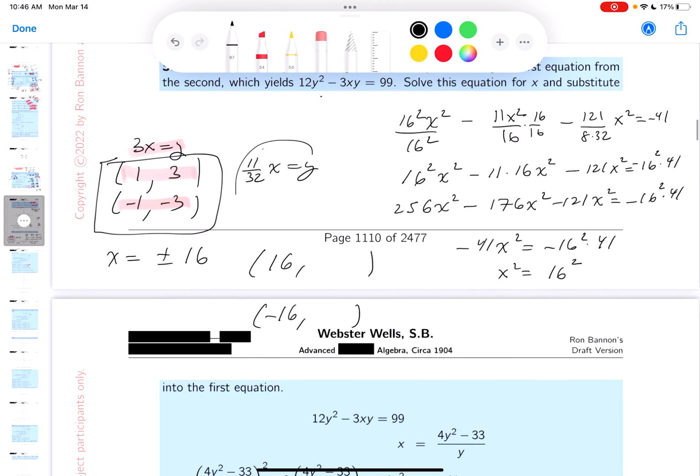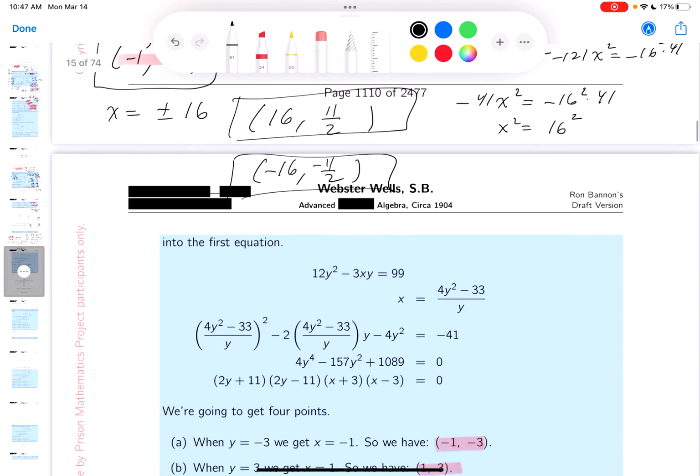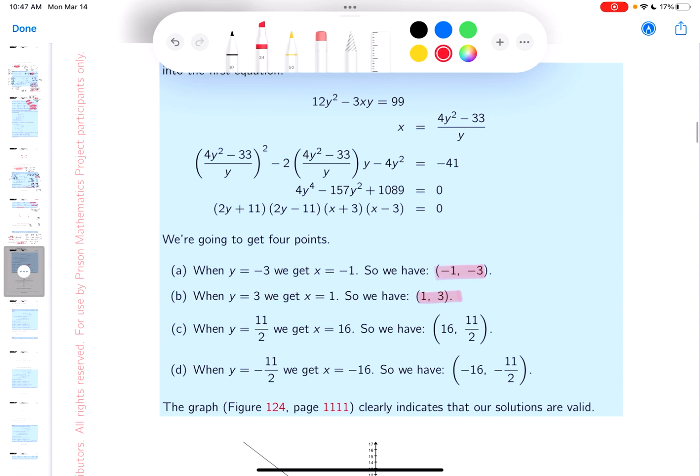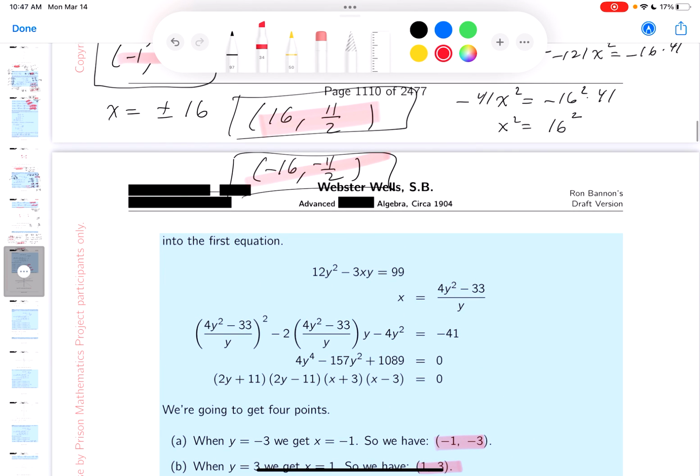And I got this over here, right? Got to plug it in. What are you going to get? 11 halves. And what are you going to get here? Minus 11 halves. All right, put a little box on that. And let's check the key, see how we did. And that's what we have here. 16, 11 halves. I'm seeing it. Minus 16, minus 11 halves. I'm seeing it. All right?